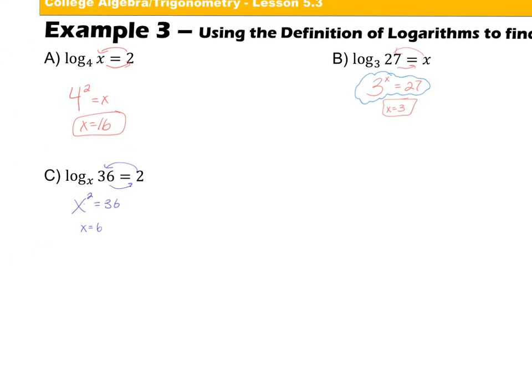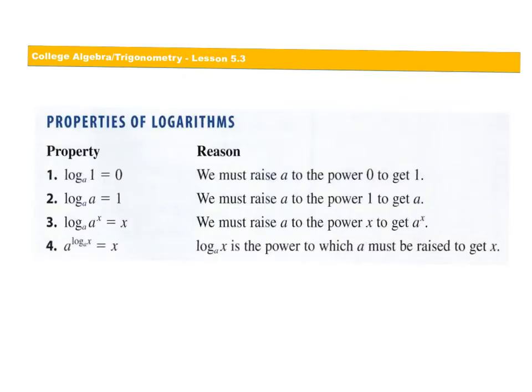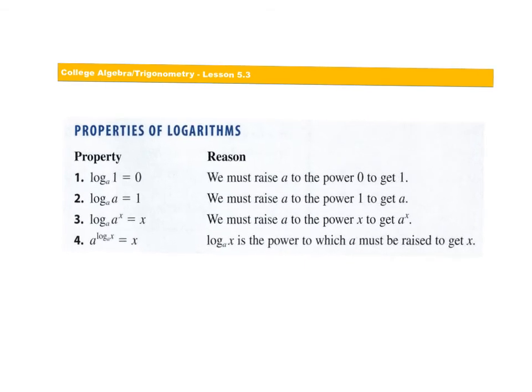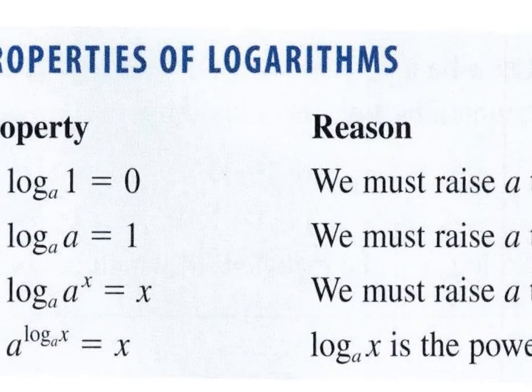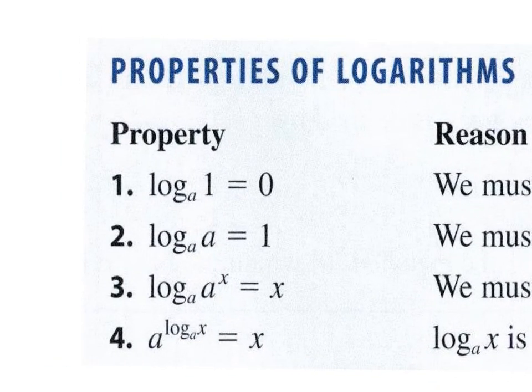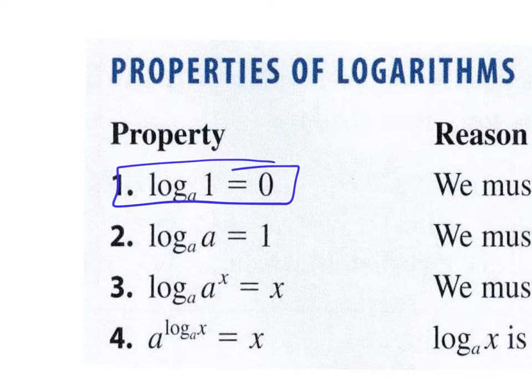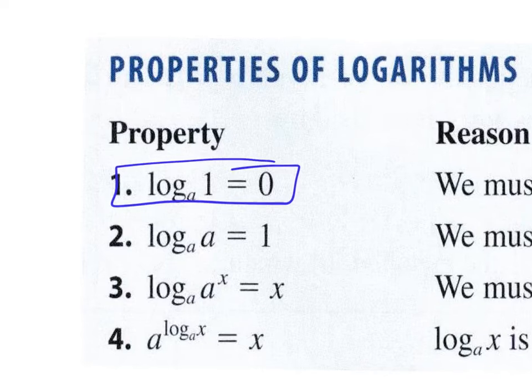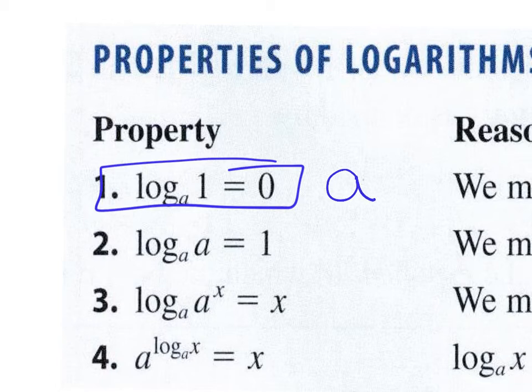Oh, we're done with that one? Yeah. All right. We must raise a to the 0 power to get 1. Guys, remember this. Log a of 1 equals 0. Whenever you get log a of something equals 0, that means, look, if I were to rewrite this, it would be a. What would I do with 0 and 1? So it would be a to the 0 equals 1. What is anything raised to 0 power? Anything raised to 0 power is 1.